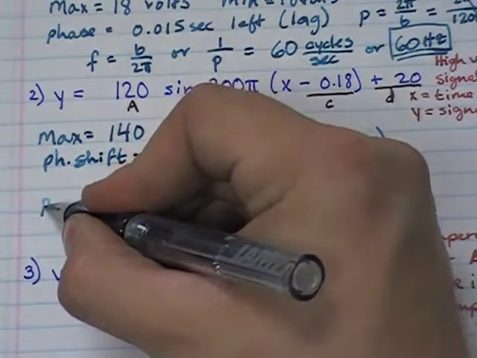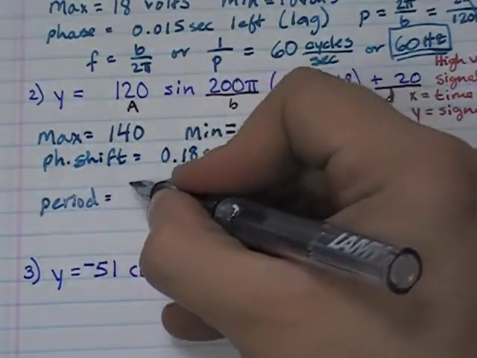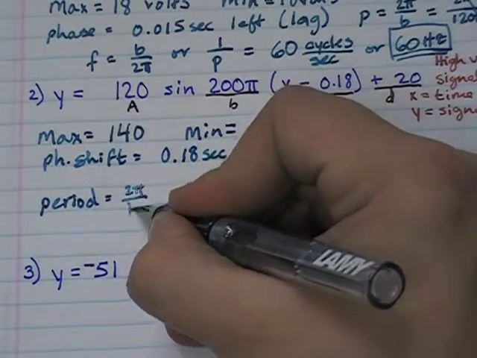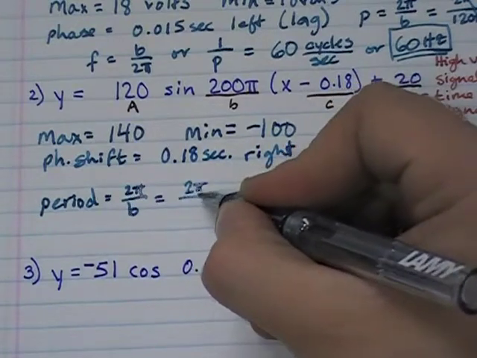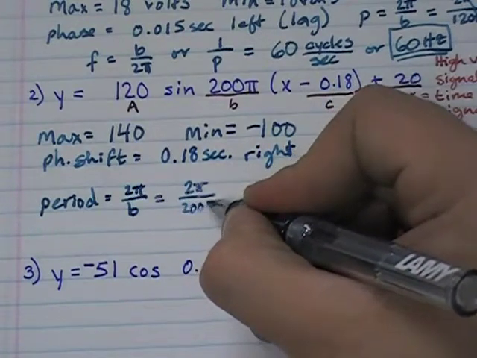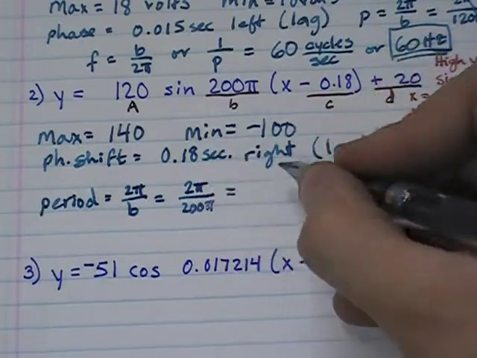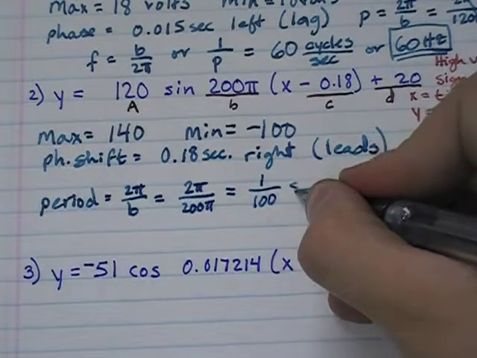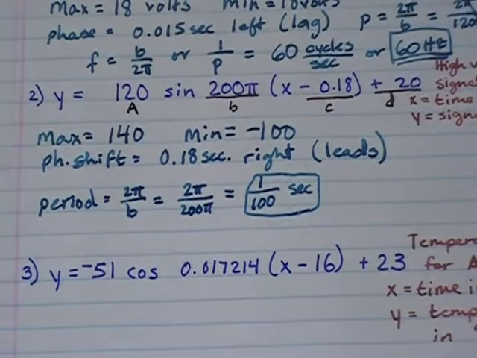We've also been asked to find the period. And the period for any sine or cosine function is always going to be 2 pi over b. And that's going to be 2 pi over 200 pi. The pi's cancel. And 2 over 200 is the same as 1 over 100. And that's also going to be in seconds. Periods are measured in time for a function like this.